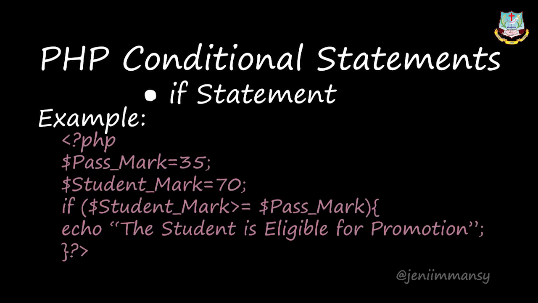Pass mark is equal to 35 and the student mark is 70, right? If the student mark is greater than or equal to pass mark, the student is eligible for the promotion. This will be displayed. Okay, whatever comes inside this echo will be displayed, right? In every language we'll have some code. Likewise, in PHP, this echo is for getting the output, right? Whatever you give in this echo line, whatever is inside these double quotes will be displayed in the output page.